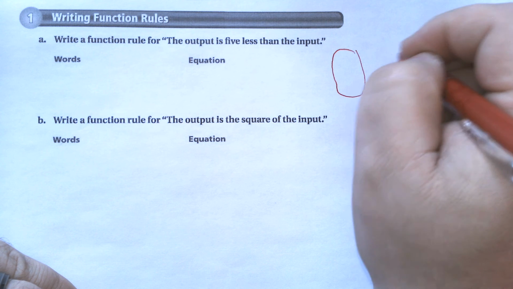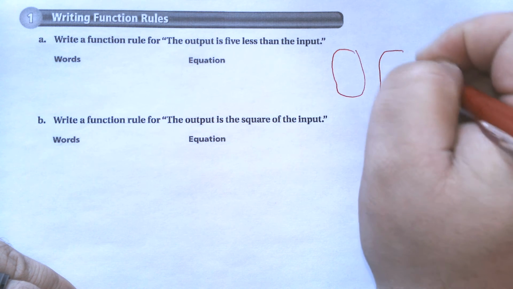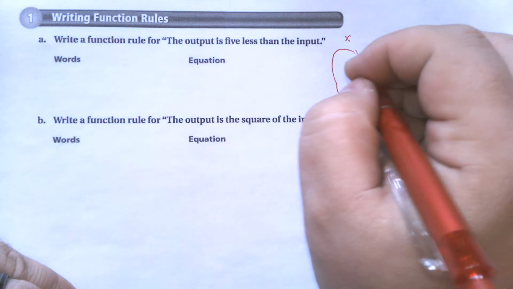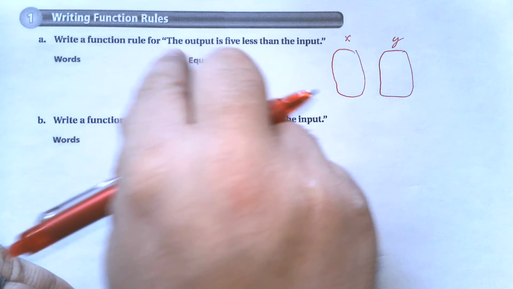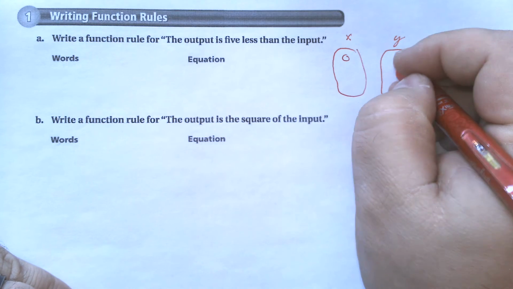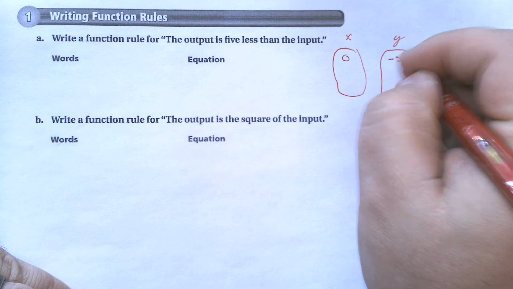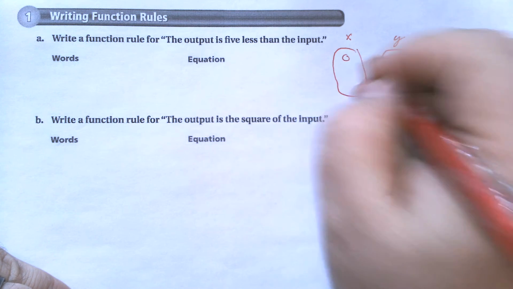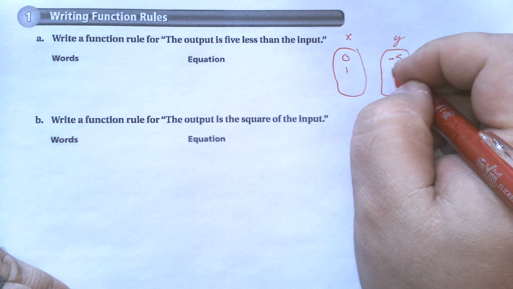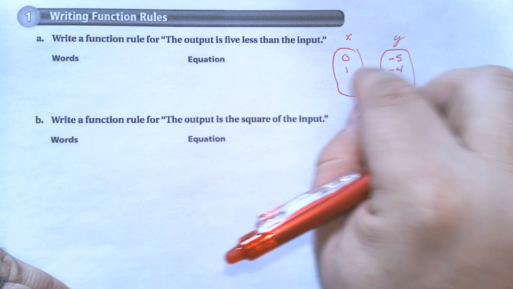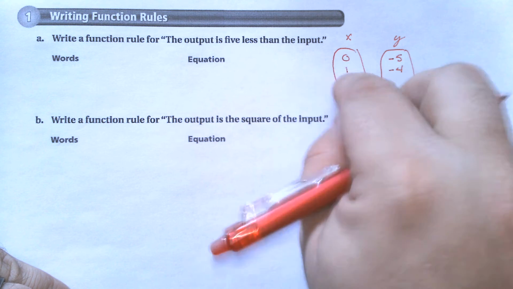with inputs and outputs. I'm just going to call them X and Y. And what that says is the output is 5 less than the input. So if I said 0, then y would have to be negative 5 because that's 5 less than my input. I could also choose 1 and put negative 4 because negative 4 is 5 less than 1.